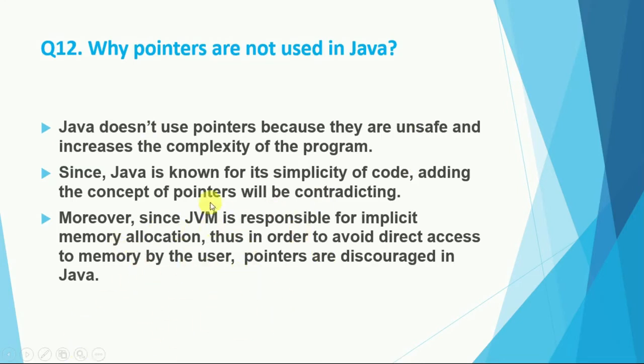So if we add the concept of pointers in Java, it will be a contradiction. Moreover, since the JVM is responsible for implicit memory allocation in Java, pointers are discouraged in order to avoid direct access to memory by the user. For safety purposes, we can't use pointers in Java. So, I hope you understood.